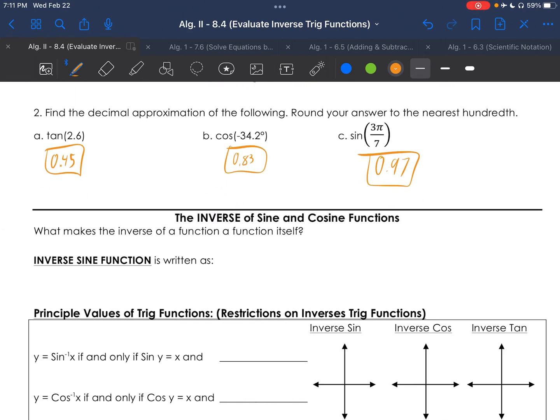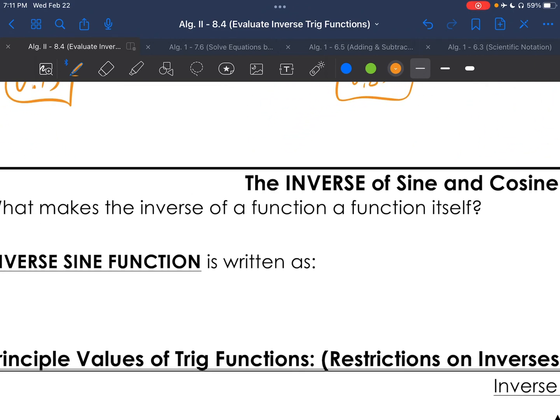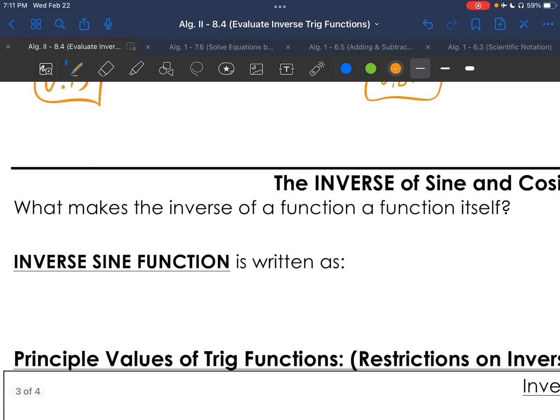Next, we're going to talk about the inverse of sine and cosine today. So what makes the inverse of a function itself? Every function has an inverse, but not all the inverses are functions. So if you recall, for anything to be a function, the domain doesn't repeat.